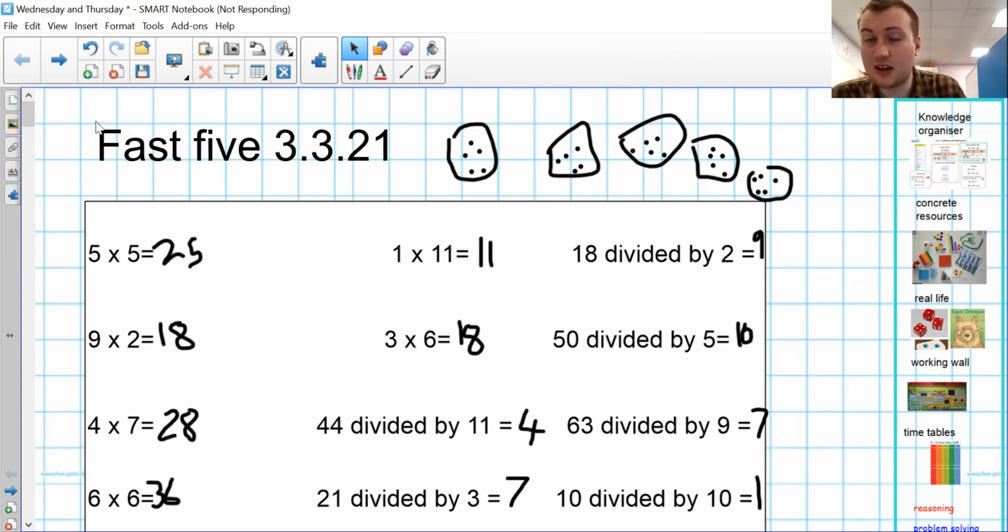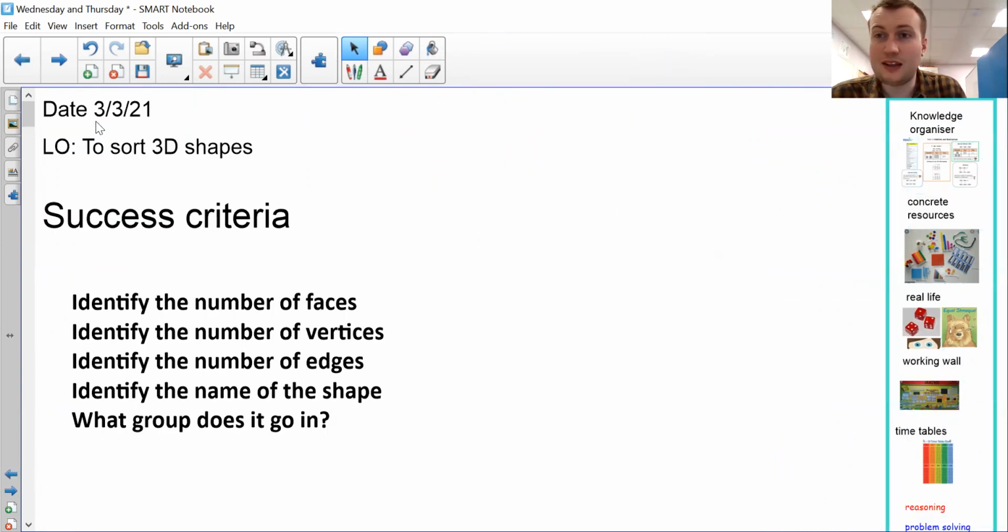Some of you will be pleased to know we're doing shape and this is our last week on shape. We're going on something new next week. So for some of us, we will be recapping shape. Right, we are today sorting 3D shapes. We did this a couple of weeks ago with 2D shapes, sorting them, putting them into different groups. But today we're focusing on our 3D shapes. So we need to identify how many faces it's got, how many vertices it's got, how many edges. Then we need to make sure we know what group to put it in.